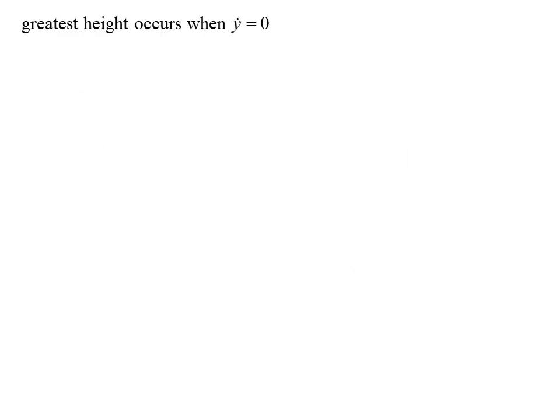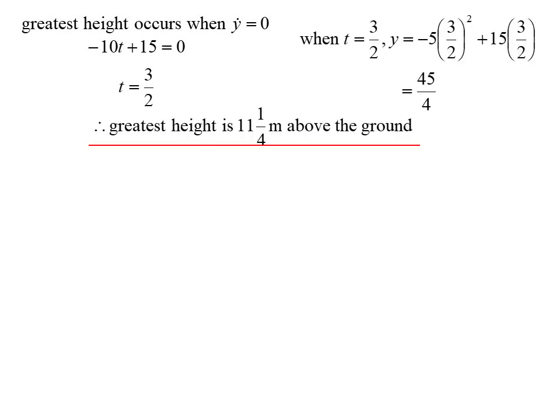So greatest height was what we were trying to find. That happens when y dot equals 0. That's t equals 3 on 2, it turns out to be. Okay, sub it in, 45 on 4. So 11¼ meters above the ground. That's its greatest height. What's its range?